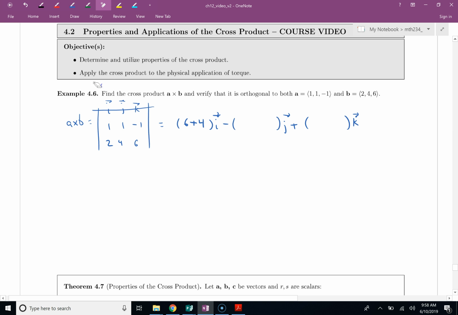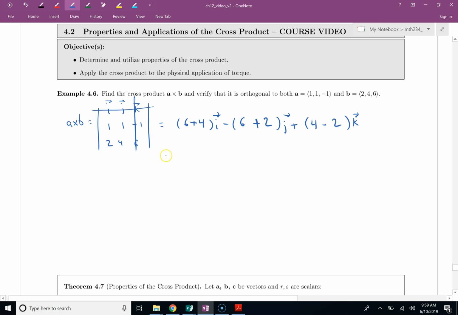All right, let's go along to the next one. So first row and second column. And remember, this is our j stuff here. So 1 times 6, 6. Minus negative 1 times 2 would be negative 2. So negative and negative here, that's going to be plus 2. And then finally, our first row and third column, 1 times 4 is going to be 4, 1 times 2 is going to be 2.